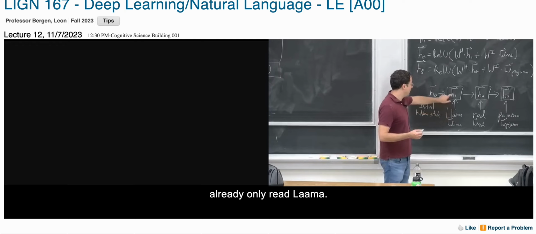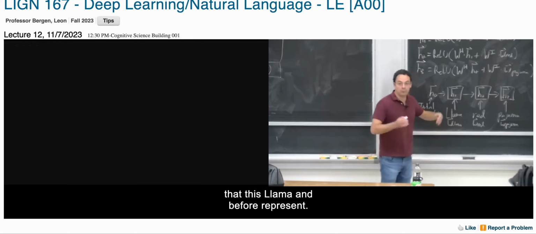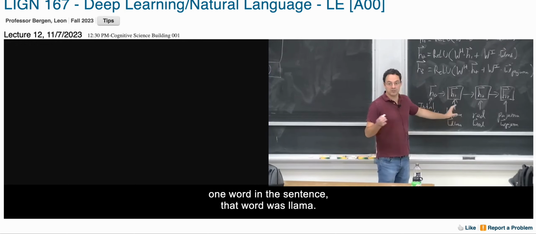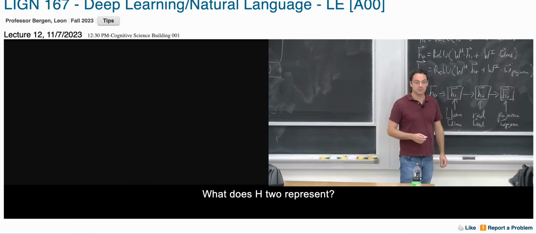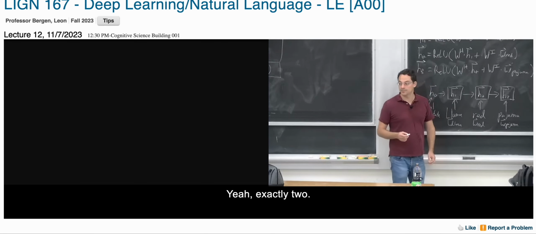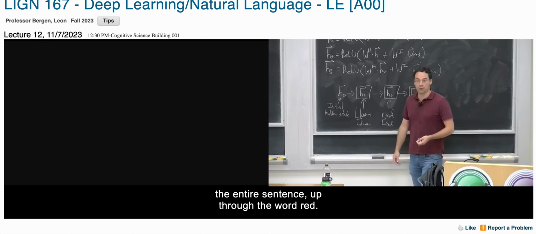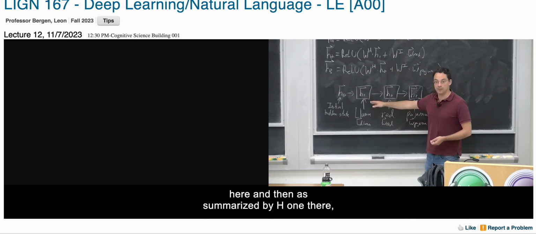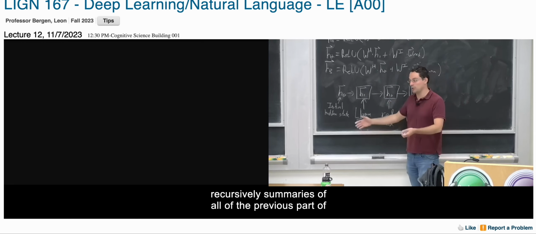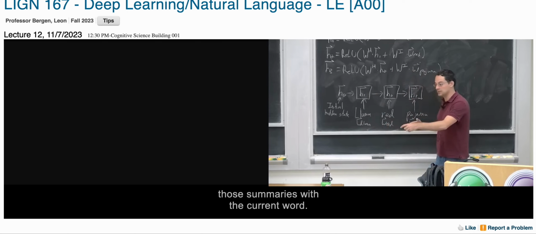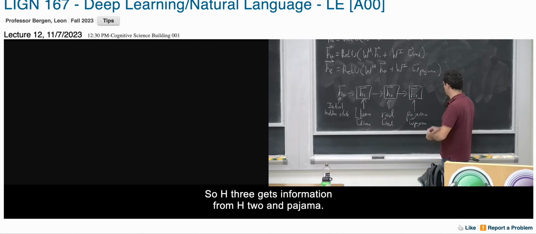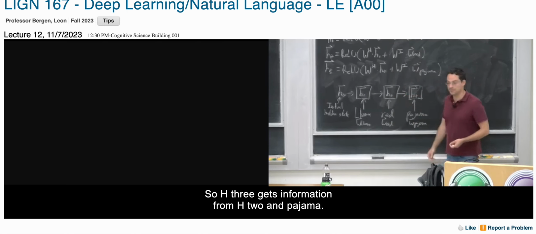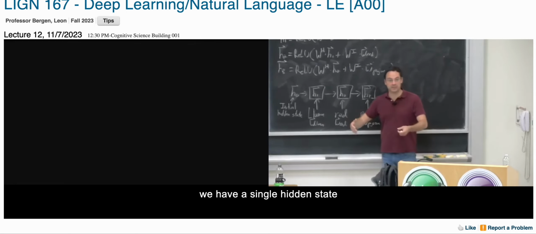So far, we've only read llama, and H1 represents all the information that llama and before represents. So basically what it knows is that you had one word in a sentence, and that word was llama. What does H2 represent? Exactly. So H2, if things are working well, includes information about the entire sentence up through the word read. It got that information directly from the word read here, and then as summarized by H1 there. So one way to think about it is that you're recursively taking summaries of all the previous part of the sentence and fusing those summaries with the current word. So H3 gets information from H2 and the word pajama. So now at the point of H3, we have a single hidden state that represents the meaning of the entire sentence.